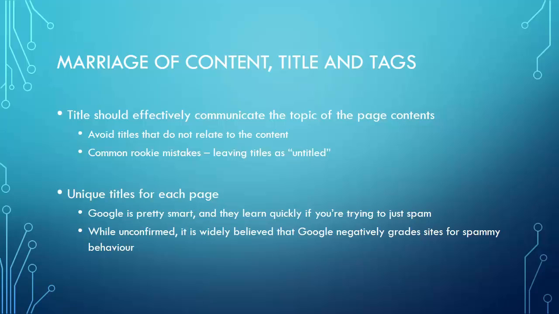The next thing is to make sure that your titles are unique for each page that you have. You don't just want to have one title that you use across every single page that's out there. Google is quite smart, and they do figure out that you're trying to spam particular keywords. It's okay to repeat certain keywords across it. I mean, if your website is about PC gaming like mine, then obviously PC gaming will be mentioned several times in various different titles. But you don't go on to just have the exact same title in every single one. It's unconfirmed, Google has never officially said it, but it is widely believed that Google will negatively grade sites for spammy behavior. This includes just having a list of keywords, which are high-paying, high-volume keywords in titles, and just set across every single one of your pages.